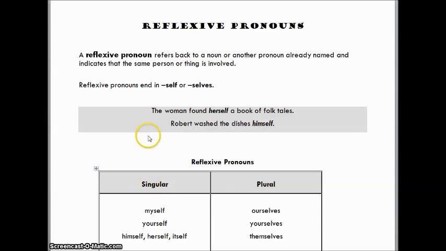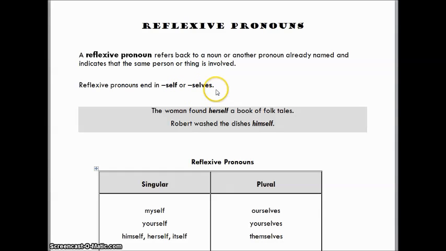Okay, hi. Today's lecture is on reflexive pronouns. A reflexive pronoun refers to a noun or another pronoun that's already been named, and it indicates that the same person or thing is involved. Reflexive pronouns always end in self if it's singular or selves if it's plural.